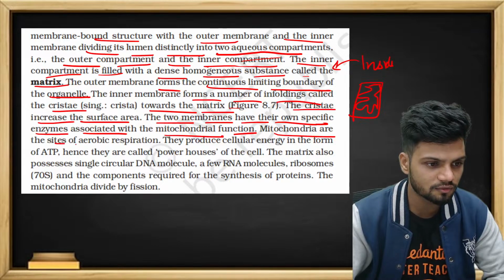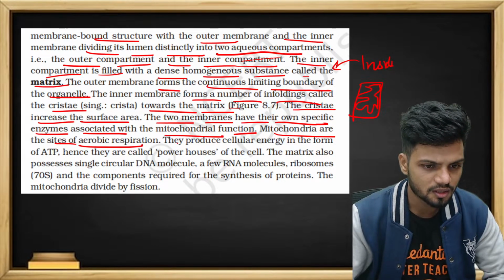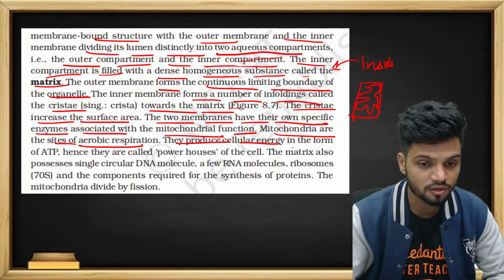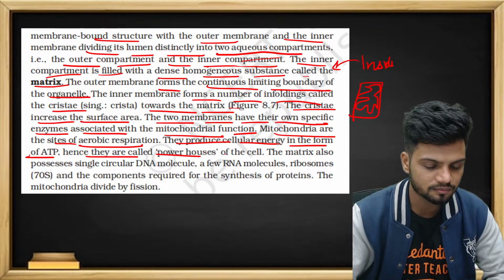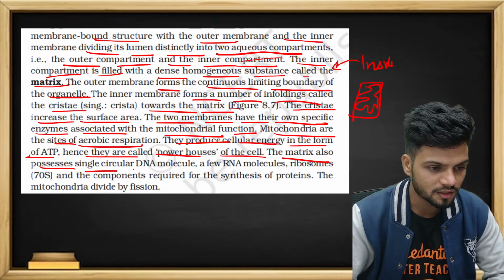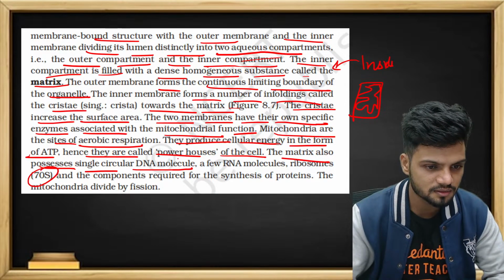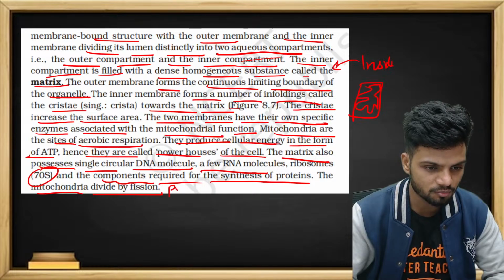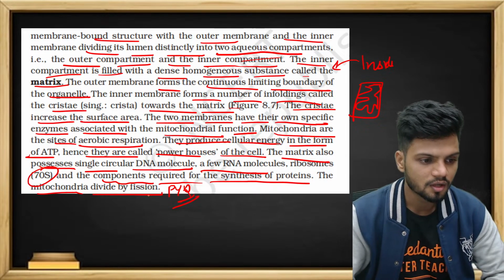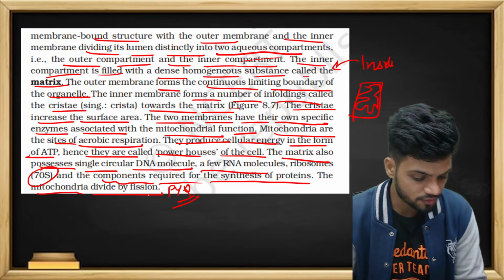Mitochondria are the site for aerobic respiration, already discussed. They produce cellular energy in the form of ATP, already discussed, and they are called the power of the cell. The matrix also possesses a single double-stranded DNA, a few RNA molecules, 70S ribosomes, and components required for synthesis of protein. The mitochondria can divide by fission. The last line is very important, PYQ. Mitochondria can divide by fission.